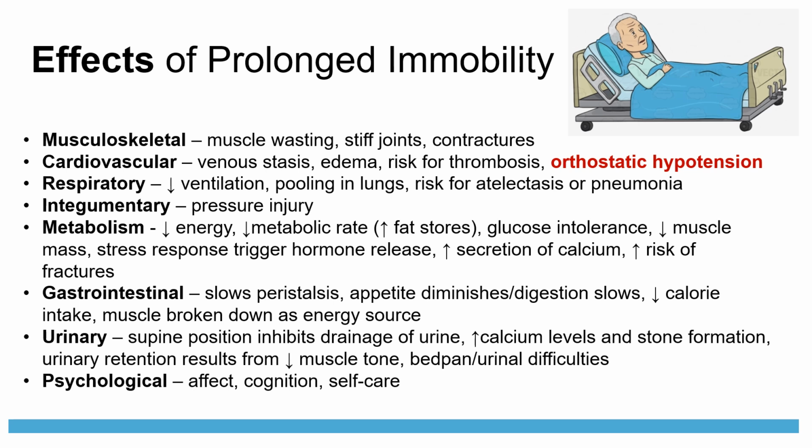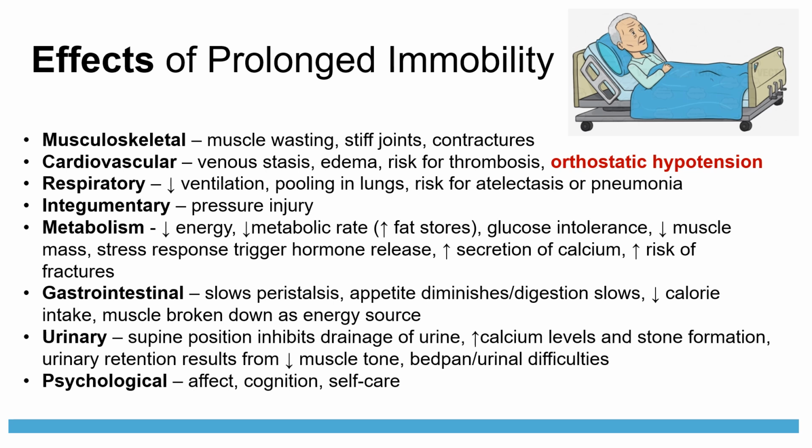Our GI system slows. Peristalsis is going to slow, which is the contraction of our intestines to get food or stool out, and everything that we eat is going to slow down, so our appetite is going to diminish and patients are going to have a decreased calorie intake. Because of that, muscles are going to start to be broken down as a primary energy source. These patients can get constipated, so doing a good abdominal assessment should be part of your assessment every shift. So listening to bowel sounds, making sure the patient has a bowel movement regularly.